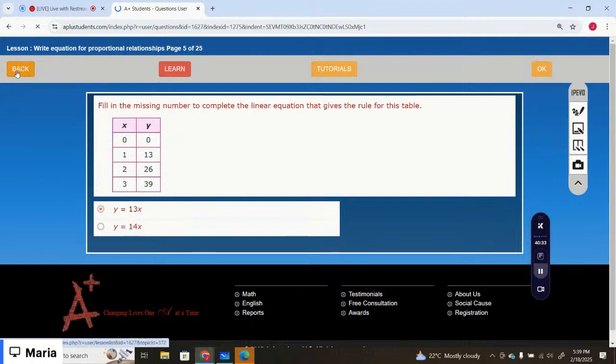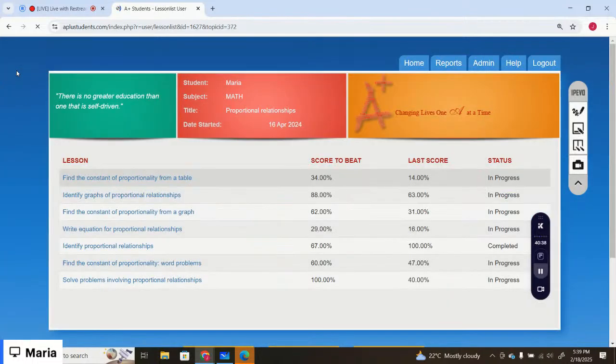So we were working on grade 8 math. The chapter we were working on is proportional relationships. The lessons we have covered today are find the constant of proportionality from a table, identify graphs of proportional relationships, find the constant of proportionality from a graph, write equations for proportional relationships.